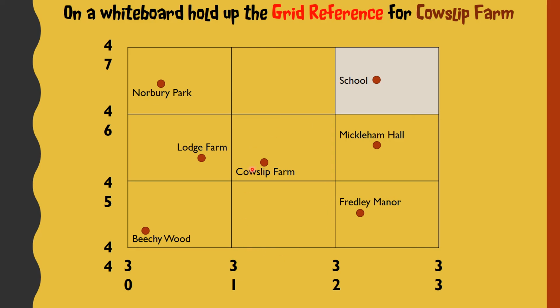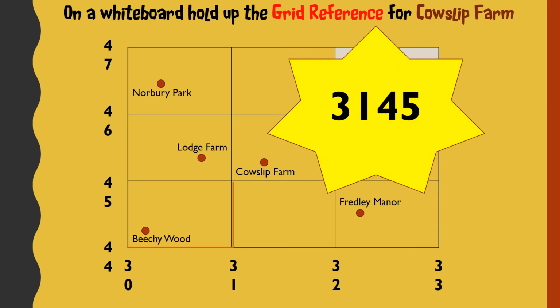So it's 31, and what is the northing? You're looking for the number at the bottom. It's not 44, so it can't be 3144. Instead, the bottom number is 45, so your grid reference is 3145.